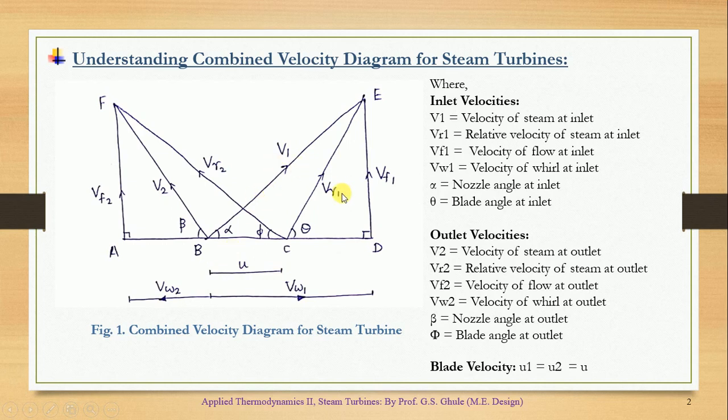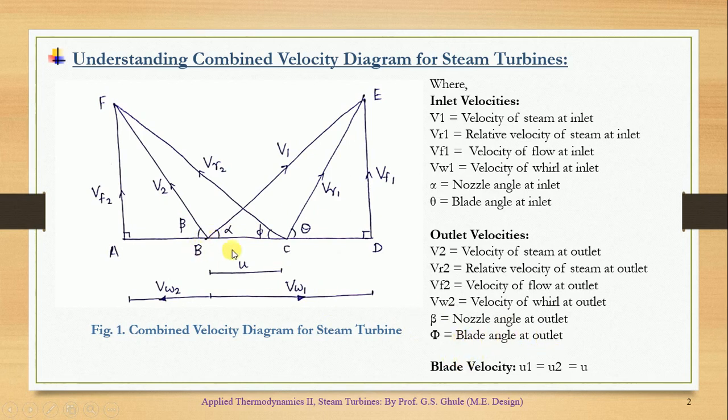Now V1, VR1 and VF1 are the inlet velocities, and exactly opposite to them we have the velocities VF2, V2, VR2, which are indicating the velocities at outlet, right? Now like alpha in the inlet system, we have beta in the outlet system. So beta is nothing but my nozzle angle at outlet. Like theta, we have phi in the outlet system, which is nothing but the blade angle at outlet, right?